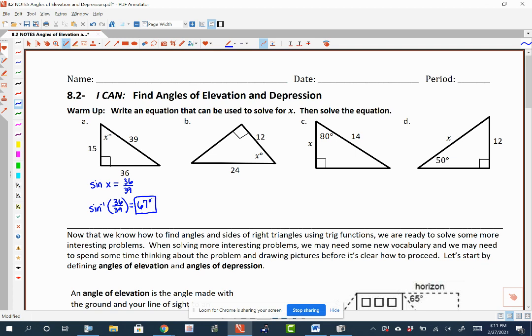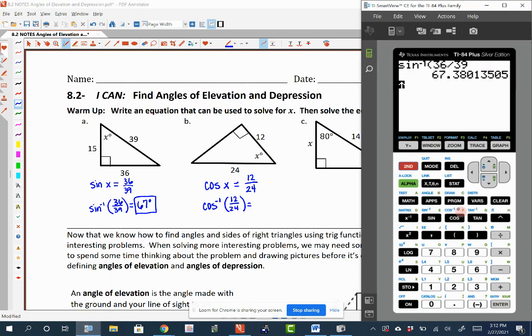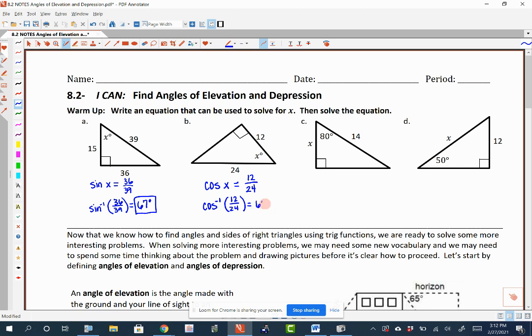Okay, problem B. Again, I'm looking to solve for x. When I look at what I'm given, I don't have my opposite, but I do have an adjacent and a hypotenuse, which means I can use my cosine function to help me find my angle x. Cosine is equal to adjacent over hypotenuse. So I will need to use my inverse function of that ratio to help me solve and find the angle that it comes from. So I'm going to do second cosine of 12 divided by 24. So a 60-degree angle is going to give me this relationship.